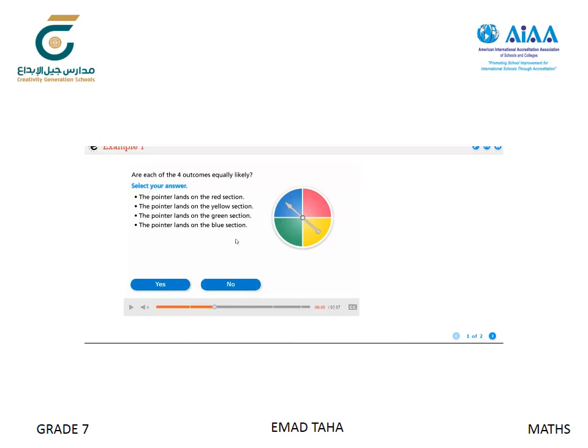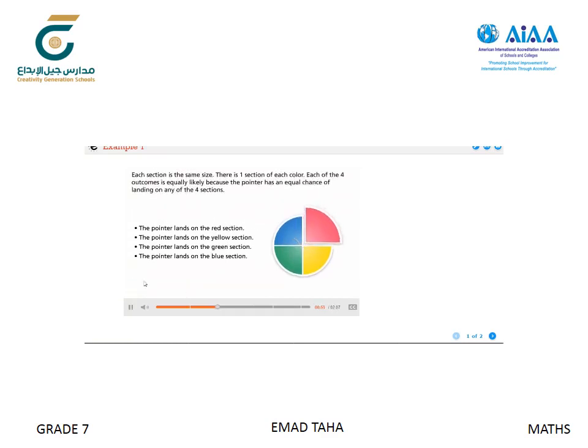Okay, he asked about what is the chance for each color here. Are there equal chances for each color or maybe different? Okay, if we said no, what is the answer? It's wrong. But look at the colors yellow, green, blue, and red. Almost they have the same size. So what? Each section of the spinner is the same size, and there is one section of each color.